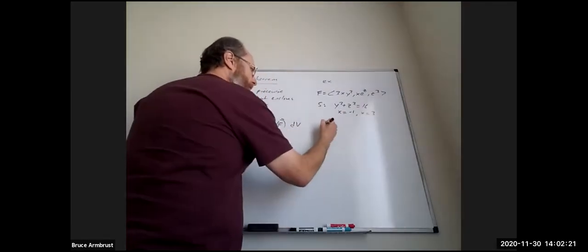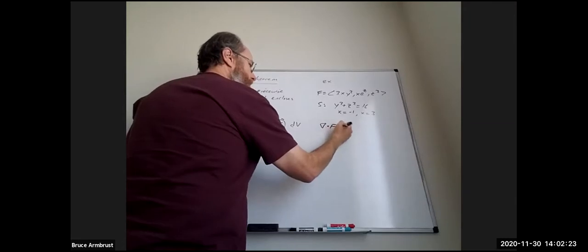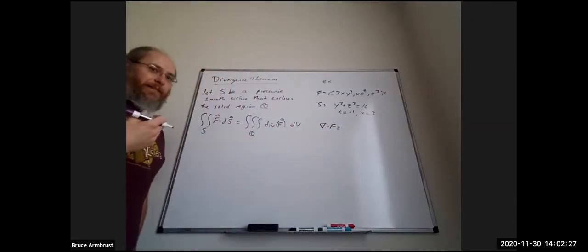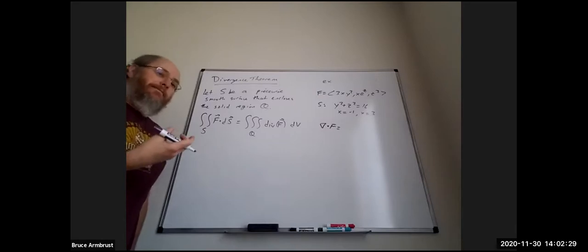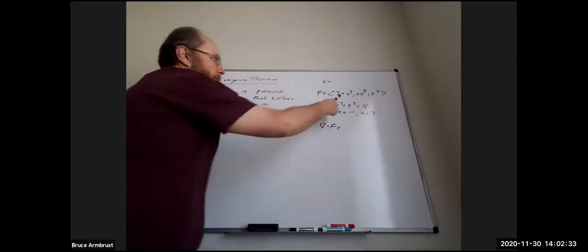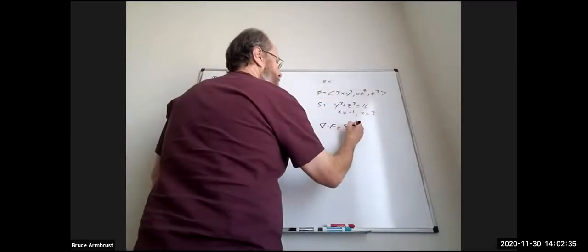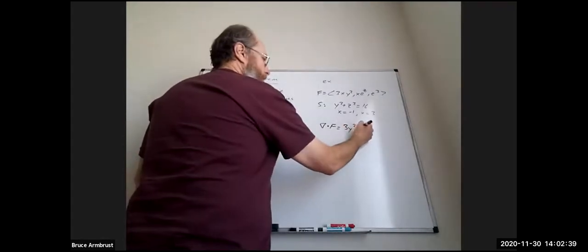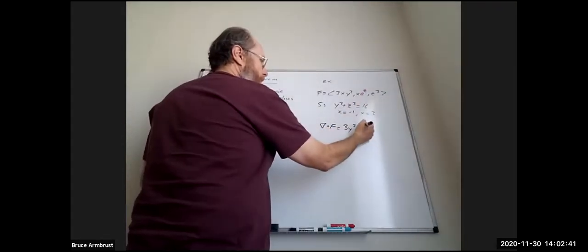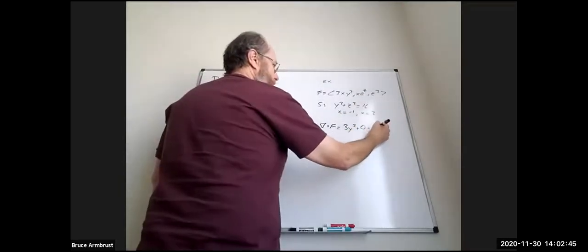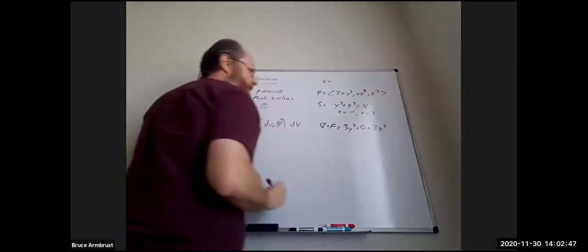So the divergence of f, I'm going to write it as del dot f, just to remind me it's a dot product of the differential. So we're going to add them up. I take the derivative of the first one with respect to x, which is 3y squared. I add to it the derivative of the second one with respect to y, which is 0. And then add to that the derivative of the third one with respect to z, which is 3z squared.